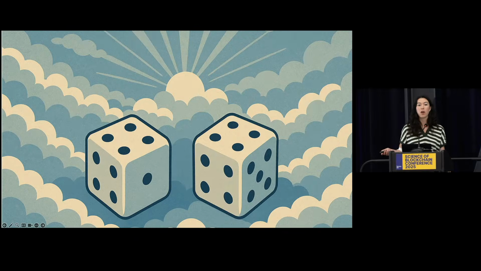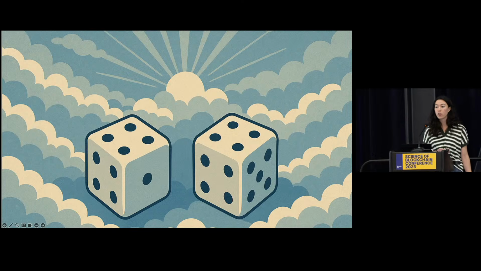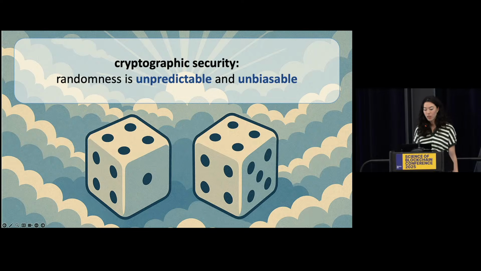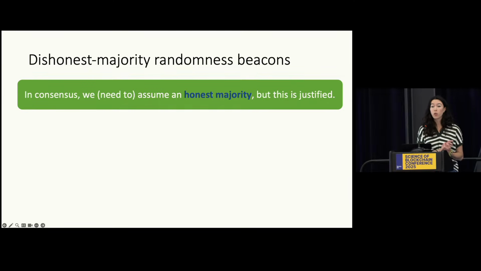So this begs the question of what we want in an ideal world. Ideally, I think what we want is a stronger notion of cryptographic security of these protocols. We want the randomness to be both unpredictable and unbiasable by any computationally bounded adversary that is attempting to influence the protocol. And we want a very special kind of cryptographic security. We want this to hold even in the presence of a dishonest majority. Now you're probably thinking that in consensus, we already need to assume an honest majority. So why would we want a dishonest majority randomness beacon?